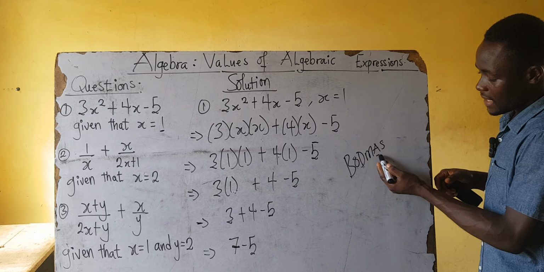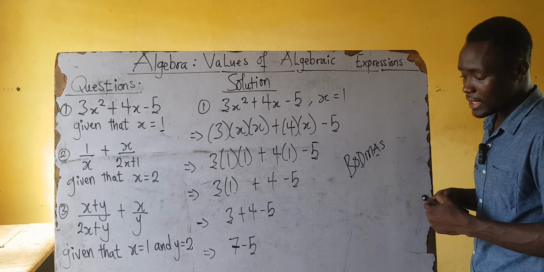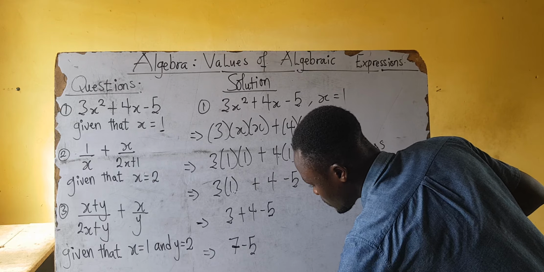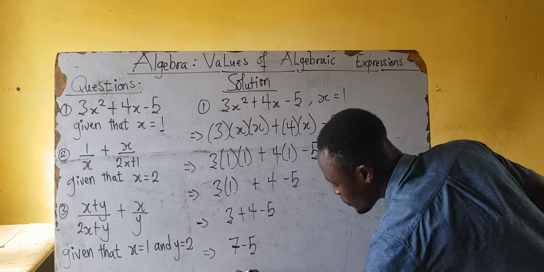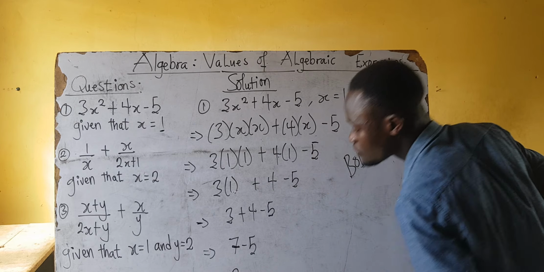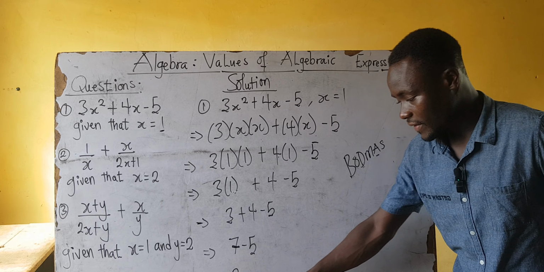Okay, so I'm done with the addition. Now I'll go to subtraction, which is the latter part. So therefore, if I should subtract 5 from 7, I'm going to get what? Positive 2. Are you clear with that? So 7 minus 5 gives us what?